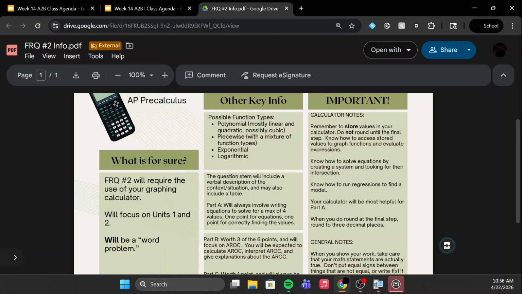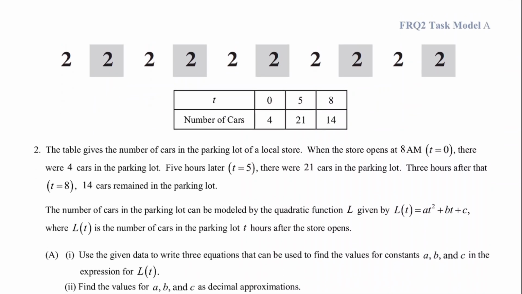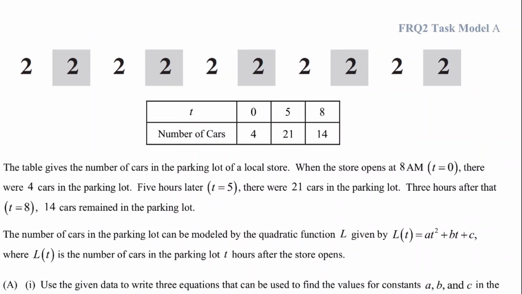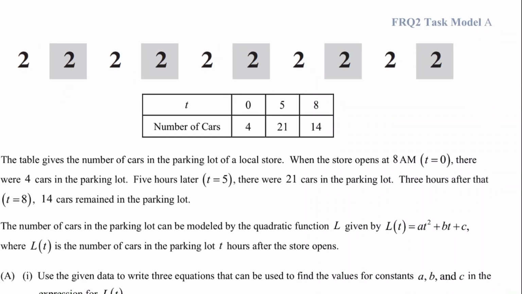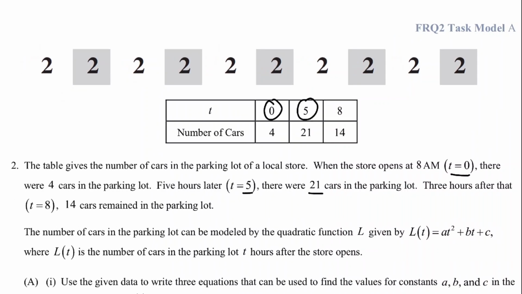Again, if you have a calculator, you'll most likely need a calculator for FRQ2. So here for FRQ2, for this first one, they do give us a table, which is nice. It says the table gives the number of cars in a parking lot of a local store. When the store opens at 8 a.m. or when time is 0, there are 4 cars. So they tell us (0, 4) is one of the points. Then they tell us when t is 5, there are 21 cars. And then 3 hours after that, when time is 8, there are 14. And so they give us this table of 3 different values.